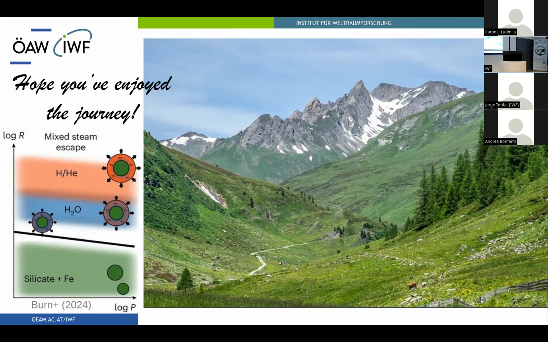Here I would say there's a nice summary of the take-home message, with this picture taken from Byrne et al. 2024, who again discussed the radius valley around essentially FGK dwarfs. So in the bottom part you have the super-Earths, and in the upper part the sub-Neptunes, either with steam water or a hydrogen-helium envelope. And yeah, that's it, and I hope you enjoyed this journey.